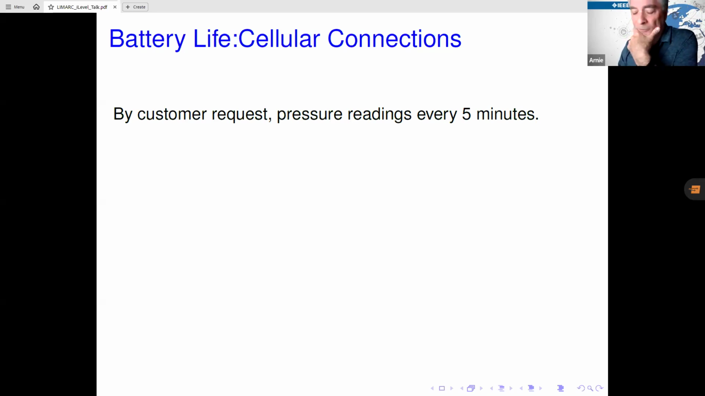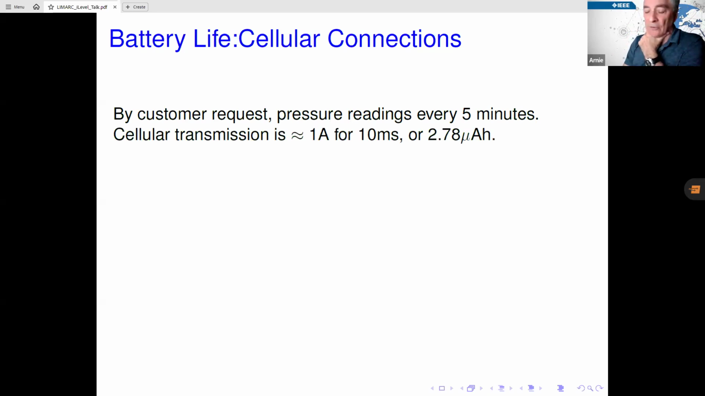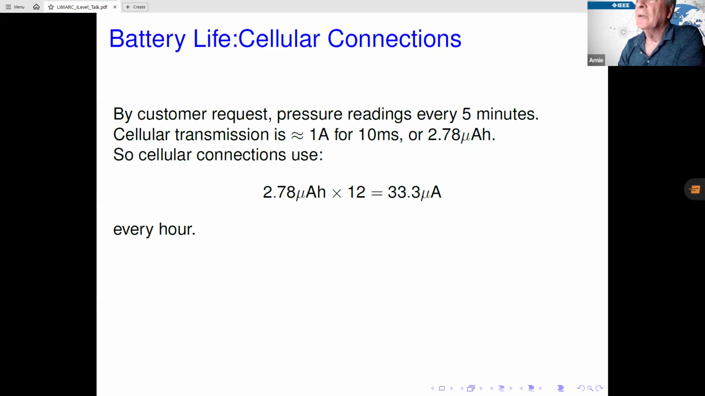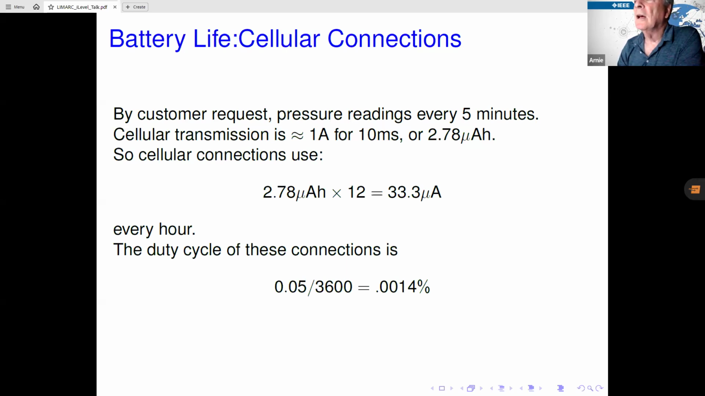So what does that mean in terms of power demand? The cellular transmission is about an amp for 10 milliseconds, about 2.8 microamp hours. Cellular connection, this is for 1 hour, so you have 12 5-minute periods. 1 hour is 33.3 microamp hours. The duty cycle, assuming a good connection, might be 50 milliseconds over 3,600 seconds, and that's one of the advantages of the cellular connection.